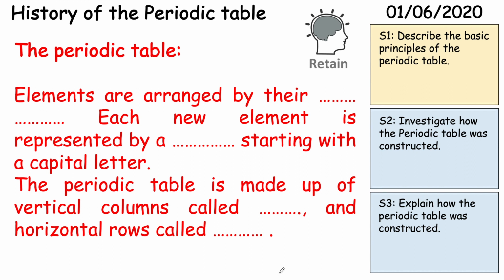Right, elements are arranged by their what? This is their atomic number. And the atomic number tells you the number of protons. Each new element is represented by what? By a symbol starting with a capital letter. The periodic table is made up of vertical columns called groups and horizontal rows called periods. Hopefully you got that all correct, and now we're ready to move on.